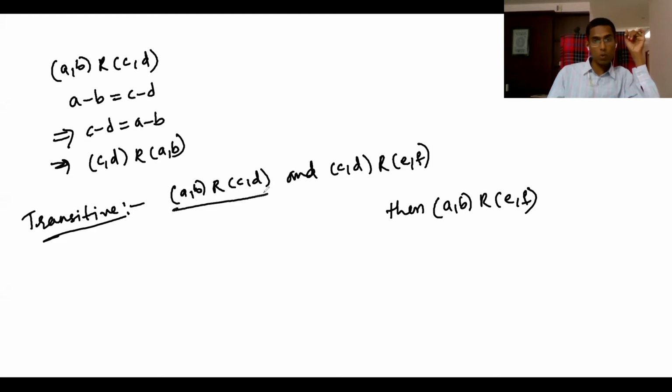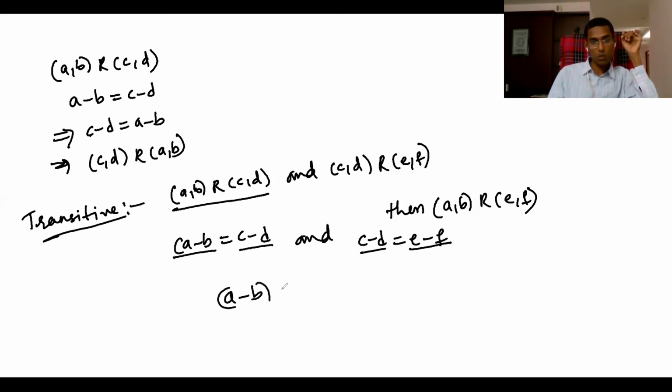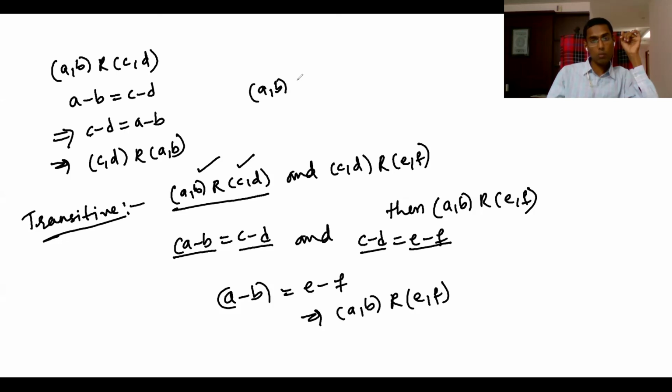Here, what does this mean? A minus B equal to C minus D. And this relation means C minus D equal to E minus F. So what can you say? A minus B equal to C minus D, and C minus D equal to E minus F, so A minus B equals E minus F. What does it mean? (A, B) is related to (E, F). Previously, (A, B) belongs to R.